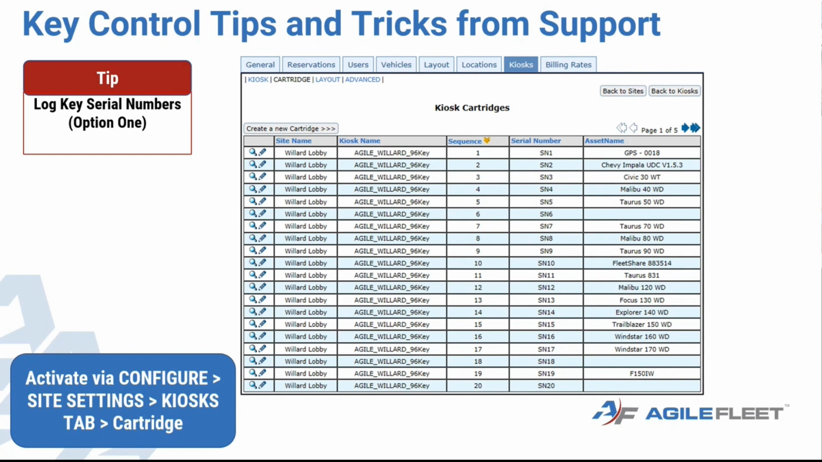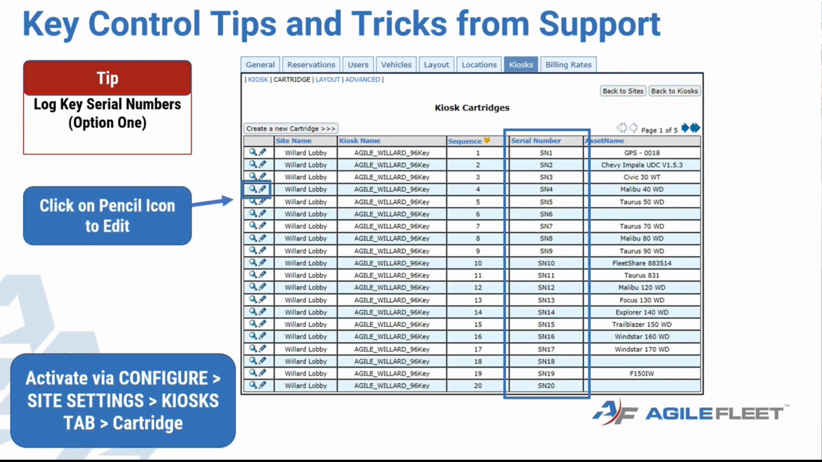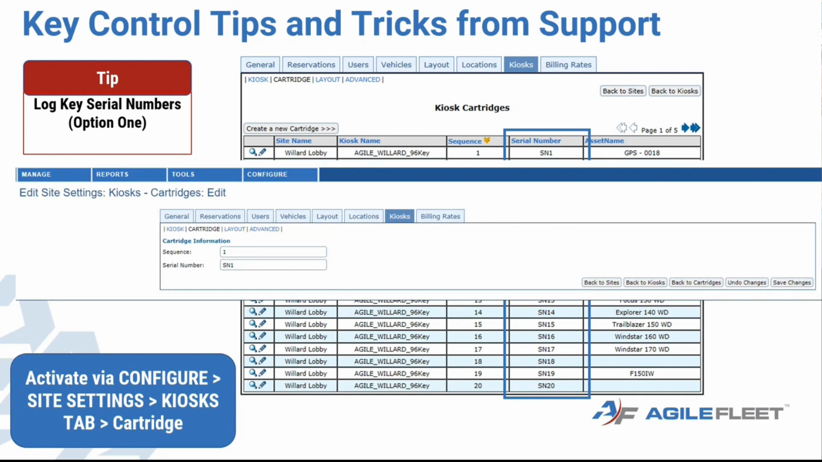And that can be done in one or two ways. Within the system, within configure site settings, kiosks, and the cartridge tab here, you see that there is this column of serial numbers. By clicking on the icon to edit, it takes you into that record, that slot, and you can update the number that fills in by default. In everybody's system by default, it fills in SN1, SN2, SN3, SN4. No matter which system you have, everybody for each kiosk has this number by default.